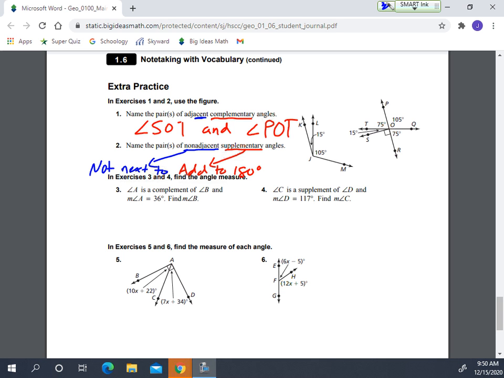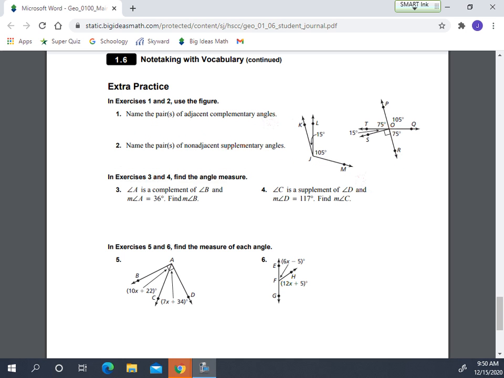Okay, I'll just give you a quick example. We have LJM at 105, so LJM. That's 105. We need a 75 degree angle. So there's angle ROQ. There is another one. And I'm gonna let you try to find the other non-adjacent supplementary angle.